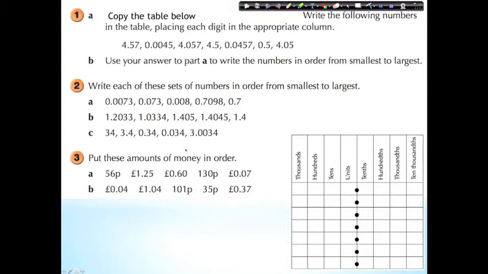Okay, you're going to copy the table below and then write the following numbers in the table, placing each digit in the appropriate column. Okay, so this is just practicing putting the decimals into that table. So press pause while you do that.